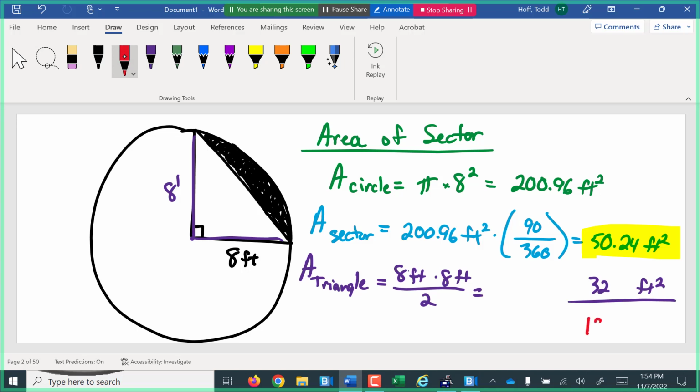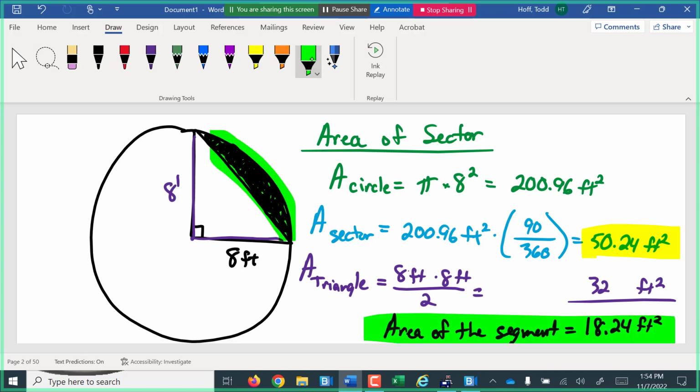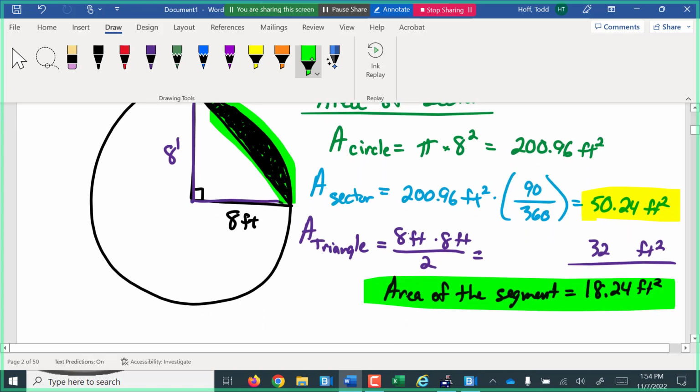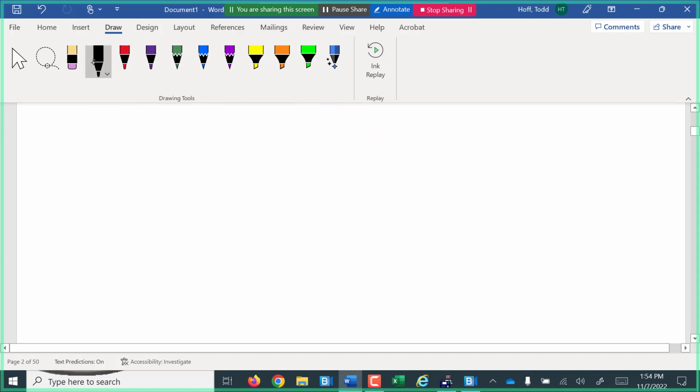I subtract those to get 18.24 square feet is the area of the segment. So that piece right there. What do you think? Not so bad? That's one of those that's more difficult to remember the process than it is to actually do it, at least on the examples I'm going to be giving you to do in the next couple of weeks.